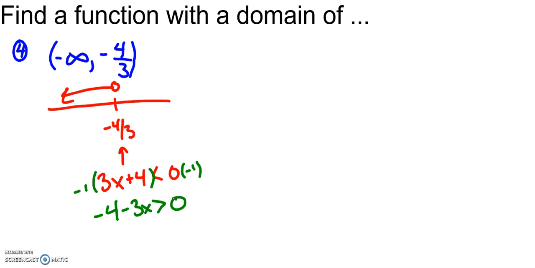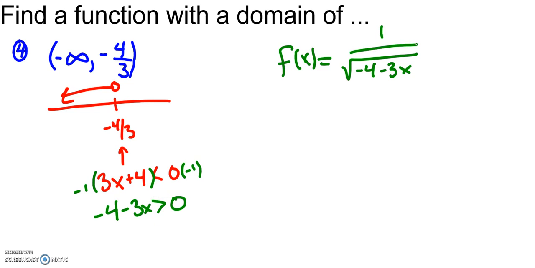Or you could just mess around with the fact that since I'm shaded to the left, I have to have a negative with the 3, and therefore I need that negative with the 4 in order to make things work the way I want to. Doesn't matter. Either way, I know that this comes from a function f of x equals, now it's a square root of -4 minus 3x, but since it's not equal to, it's strictly greater than, I'm going to put it on the bottom of a fraction. So it has to live there.